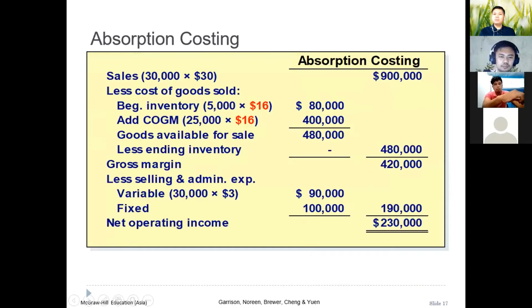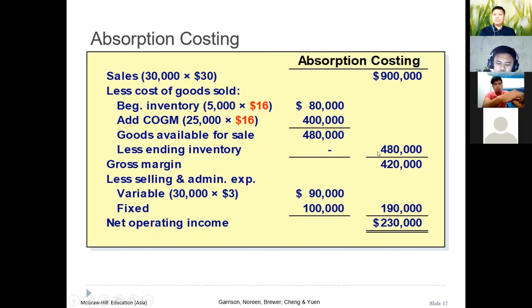So here now is the absorption costing income statement. How many units are you going to sell? 30,000 times 30, that is 900,000. Next, the beginning inventory is 5,000 times 16. The cost of goods manufactured, you manufactured 25,000 times 16. So you have here a total of 480,000. And there is 0 ending inventory. Why? Because you have 5,000 in the beginning, you produced 25,000, so that's 30,000, and you sold 30,000. So this is 0. So 480,000 less 0 is 480,000.